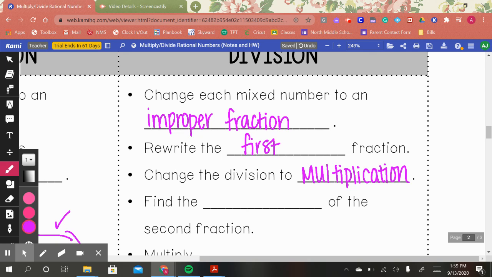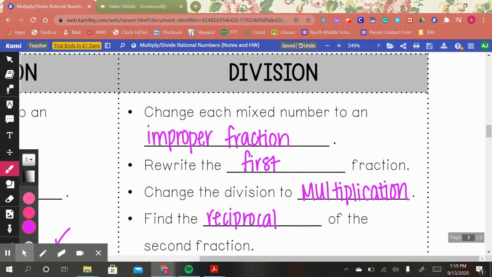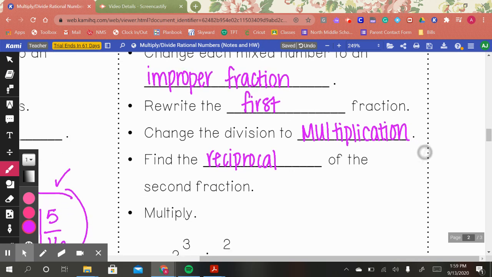And then find the reciprocal of the second fraction. I like to shorten this to keep, change, change. So when they say rewrite the first fraction, what they're doing is rewriting it as its improper fraction. So we're going to keep it, change it, flip it. Okay, keep, change, flip. It's what I like to use, KCF.